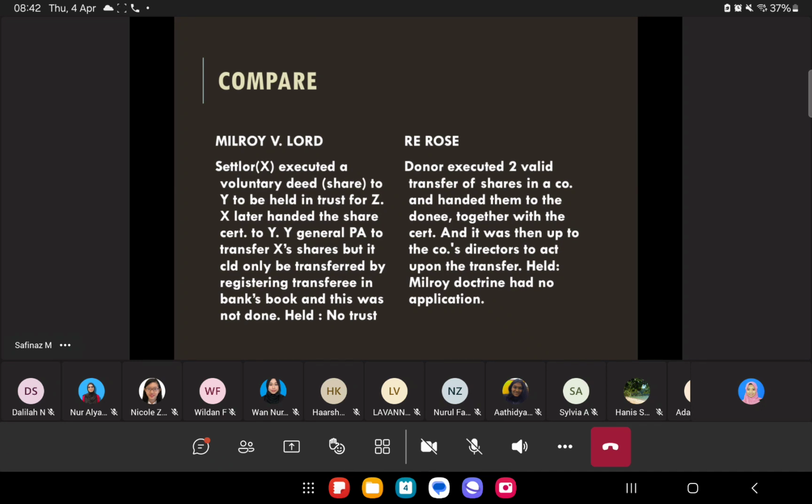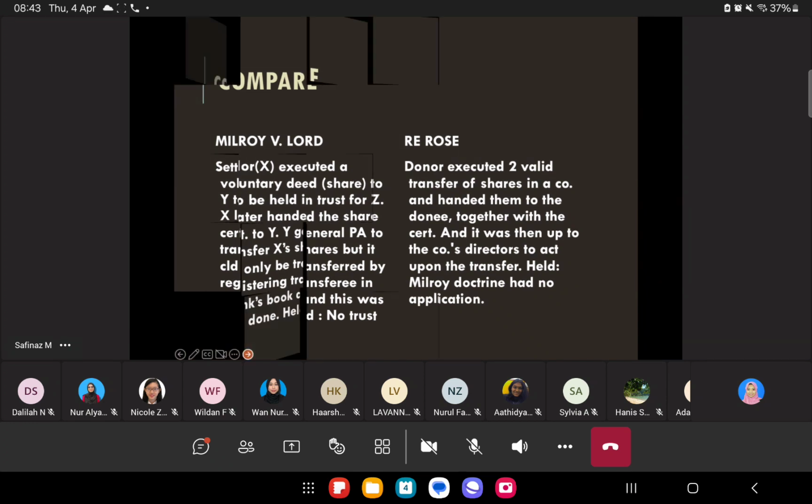So dalam Milroy and Lord, the settler here has not done everything in his power to effect the transfer. Okay, as opposed to in REROS, dalam REROS he has done everything in his power, cuma the transfer has not been, the last step has not been done because it depended on a third party's action. So dalam dua kes ini kita lihat apakah yang dimaksudkan dengan settler has done everything in his power to effect the transfer. So if the settler has done everything in his power to effect the transfer to the trustee, then the trust is completely constituted. Okay, trust itu akan menjadi amanah yang lengkap.